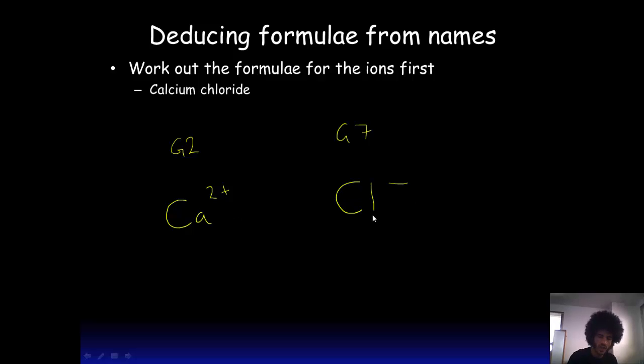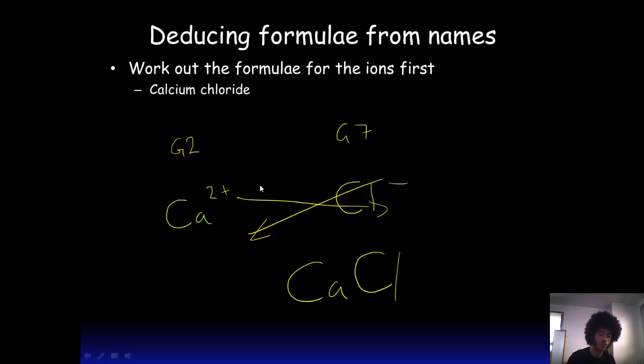Once you've established what they are, you can then do crisscross. So now I can do either side. If I look at calcium, I need 1 because the 1 negative charge comes down here, so I need 1 of those. For chlorine, the 2 from here comes across, so I need 2 of those.